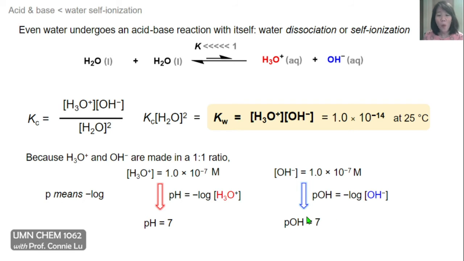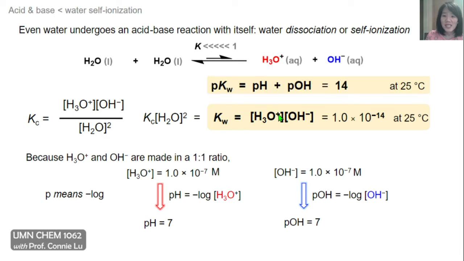But also, water has a pOH of 7, because both of these ions are present in a small amount, but in equal concentration. Coming back into this Kw expression, I can also take the minus log of both sides. And what I would get is pKw on one side, and each of these concentrations would become pH plus pOH. And the minus log of this value would get 14.